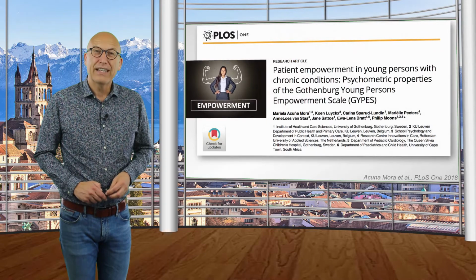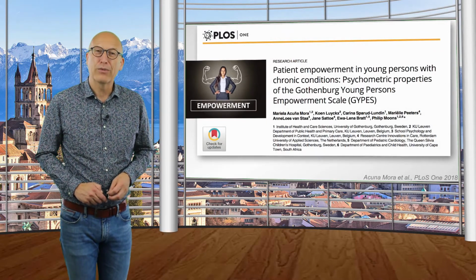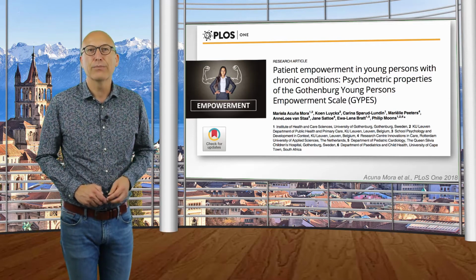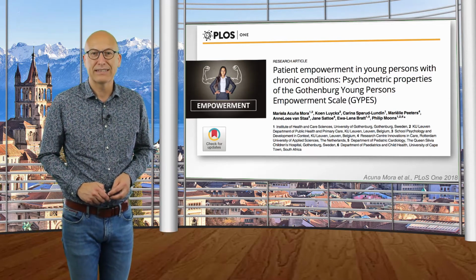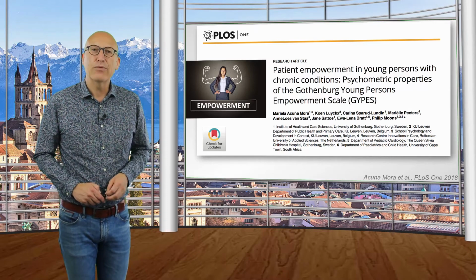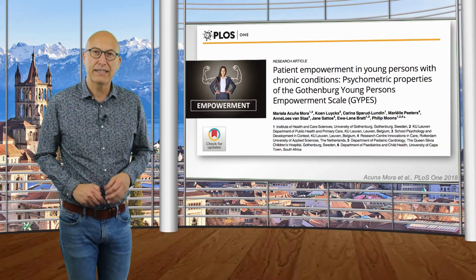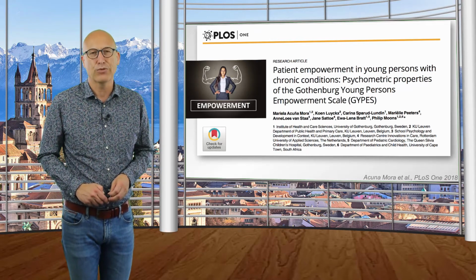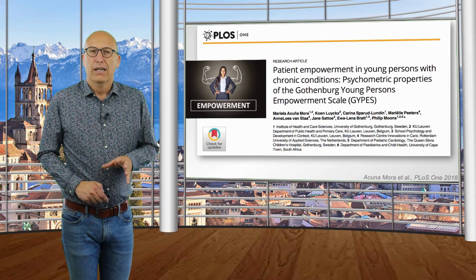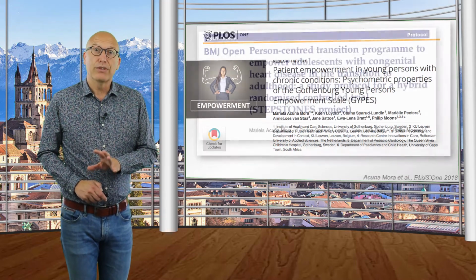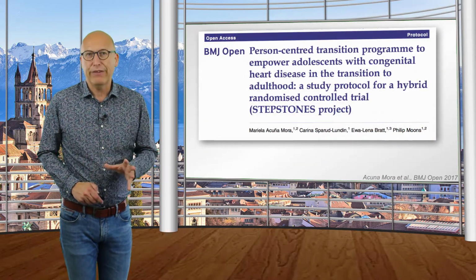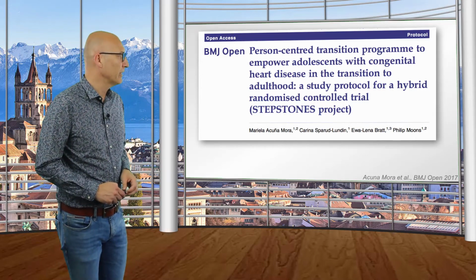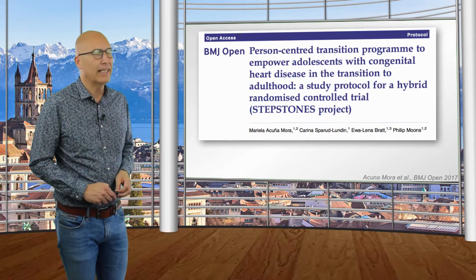Then you can wonder, how can you measure empowerment? Well, for that reason we developed the GYPS. GYPS stands for Gothenburg Young Person Empowerment Scale. And the validity and reliability has been investigated, and further studies on the psychometric aspects are in progress. There are different components that we wanted to investigate. And first is the effectiveness of the study, of course. The protocol paper is published in BMJ Open, as you can see here.